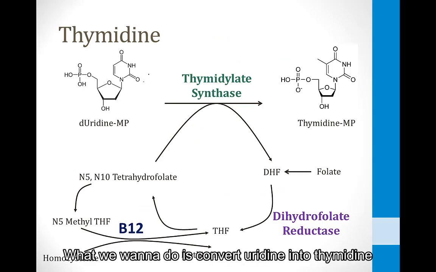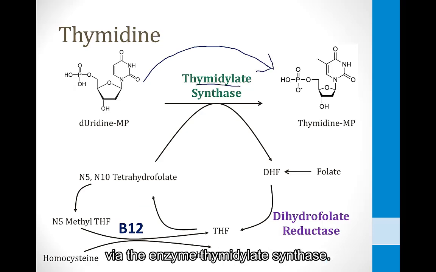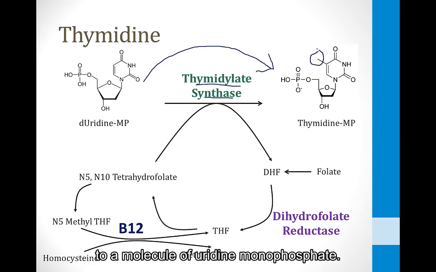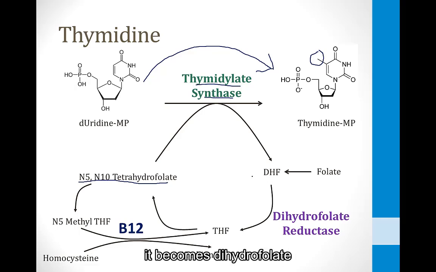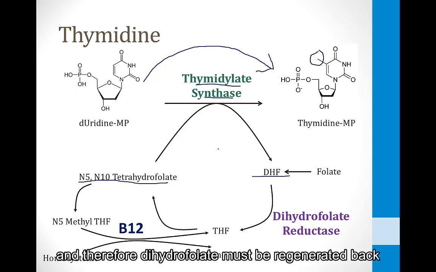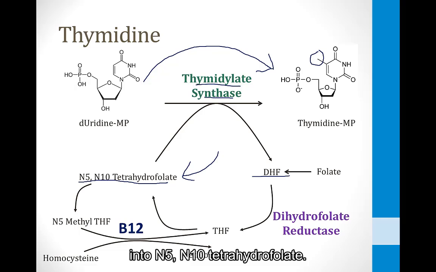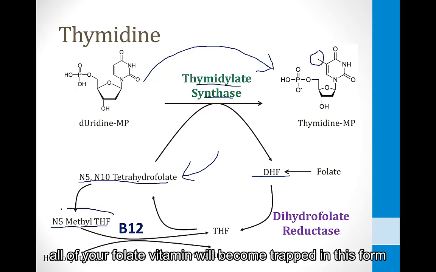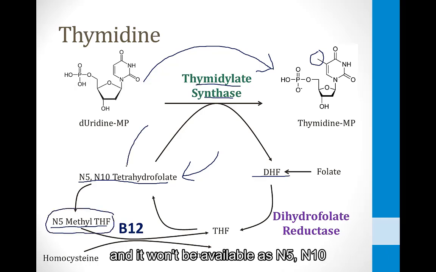What we want to do is convert uridine into thymidine via the enzyme thymidylate synthase. This involves addition of one carbon to a molecule of uridine monophosphate. The source of that one carbon is the structure N5N10 tetrahydrofolate. When it donates that carbon group, it becomes dihydrofolate, and therefore dihydrofolate must be regenerated back into N5N10 tetrahydrofolate. The way that B12 comes into the picture is that N5N10 can be converted into N5-methyl tetrahydrofolate, and if you don't have B12, all of your folate vitamin will become trapped in this form, and it won't be available as N5N10 in order to synthesize thymidine.